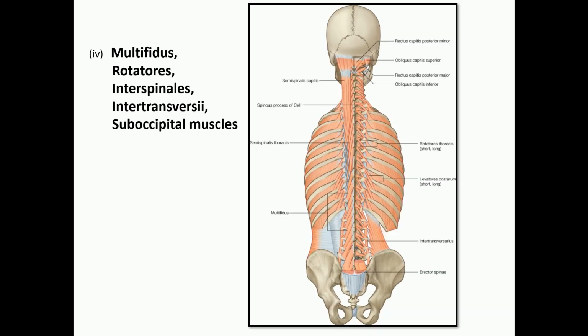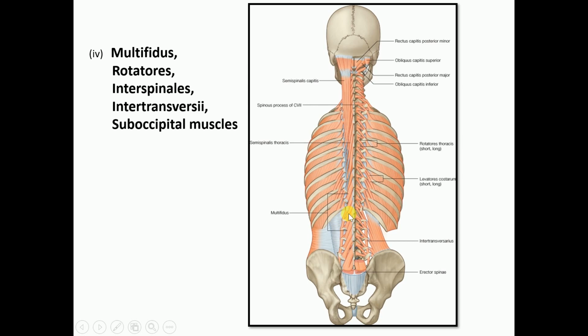Now the fourth layer muscles, that is the deeper group: multifidus, rotators, interspinalis, intertransversi, and lastly the deepest muscle, the suboccipital muscle. First of all, the multifidus muscle. This oblique deep muscle arises from the mammillary process of the lumbar vertebra and is inserted into the spine of the vertebra two to three levels higher. So that lies in the lumbar region, multifidus.